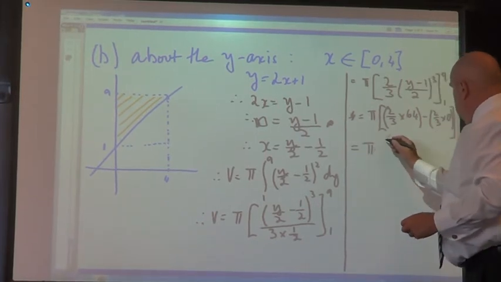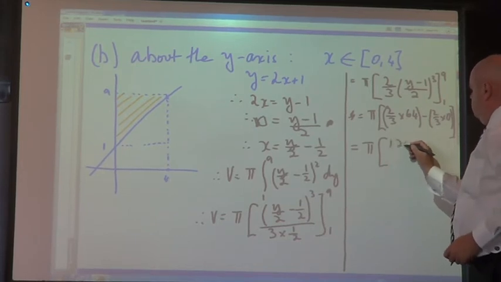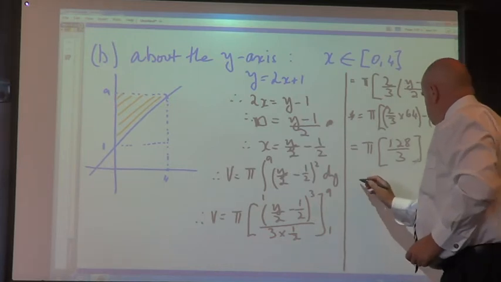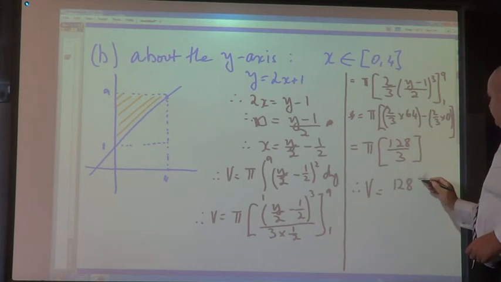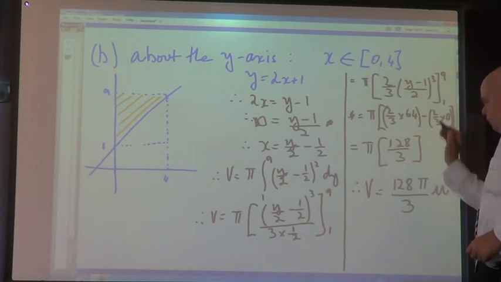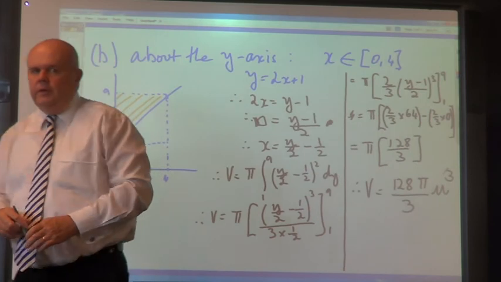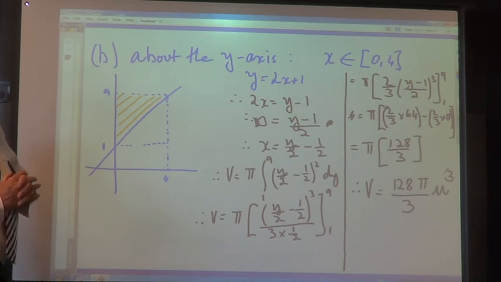Okay, so what do we end up with here? Pi, 64 times 2 is 128 on 3, and therefore the volume is equal to 128 pi on 3 units cubed. And there we have it, rotating a line about the y-axis, producing a solid with a volume of 128 pi on 3 units cubed. And that's where we might leave it.